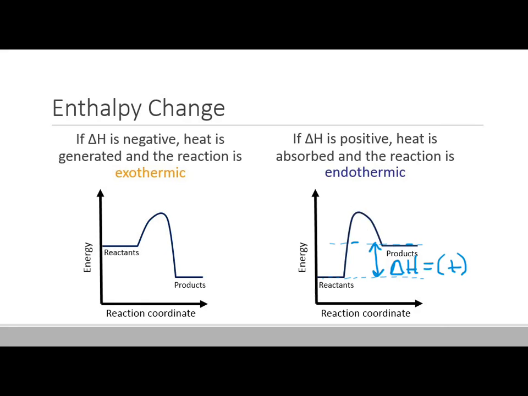I always think of this that you have to add energy to get to the products, because from here to here you're going up, right? You have to put energy in, kind of store it up into the products. So that would be an endothermic reaction. So you should be able to look at it and see if reactants are higher than products, it's exothermic. If reactants are lower than products, it's an endothermic reaction.